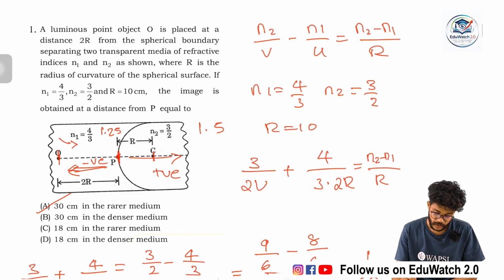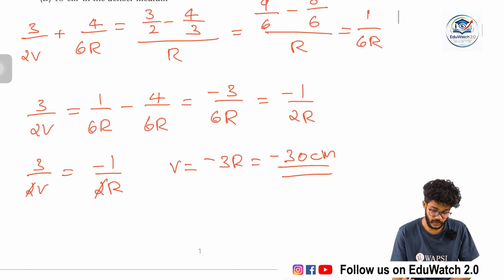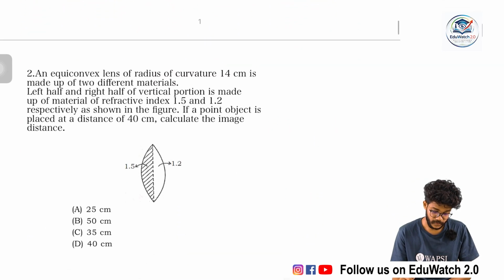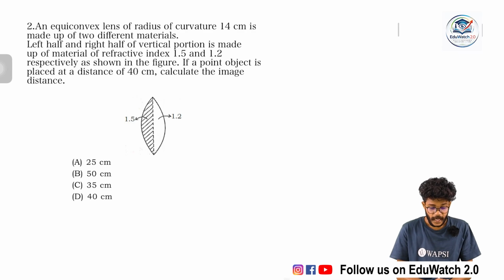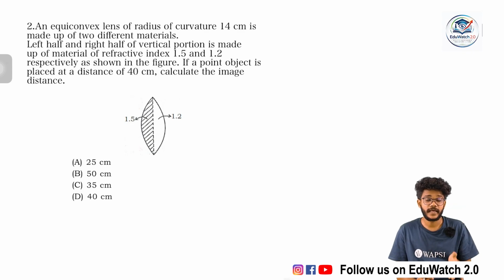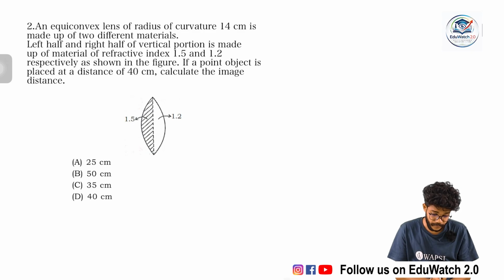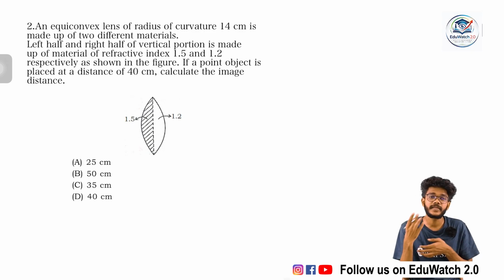Okay. So we can move to the second question. An equiconvex lens of radius of curvature 14 centimeter is made up of two plano-convex lenses. See the figure. One side is plane and the other side is bulged outside. That means it is a convex lens, a plano-convex lens. It's a combination of two plano-convex lenses made up of two different materials, so the refractive indices can be different.